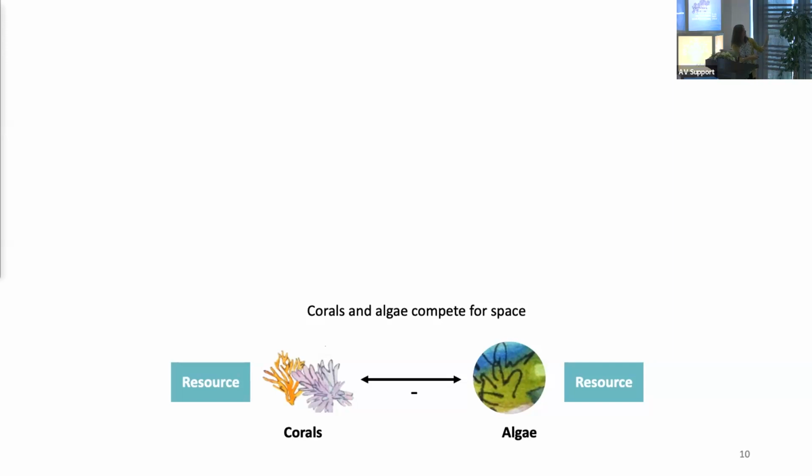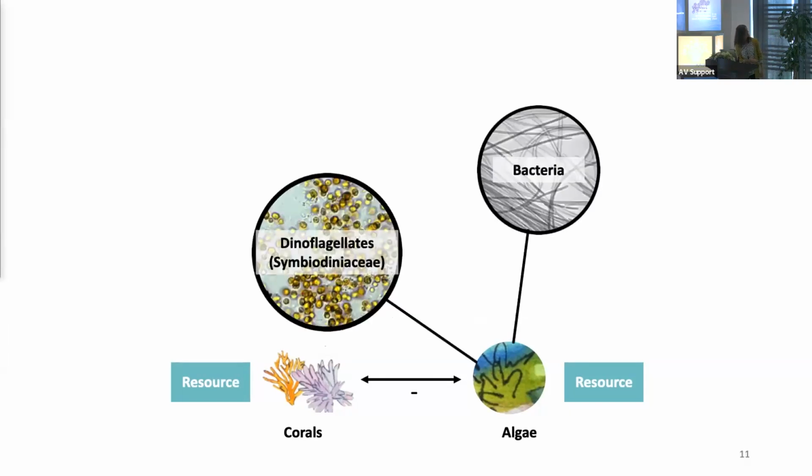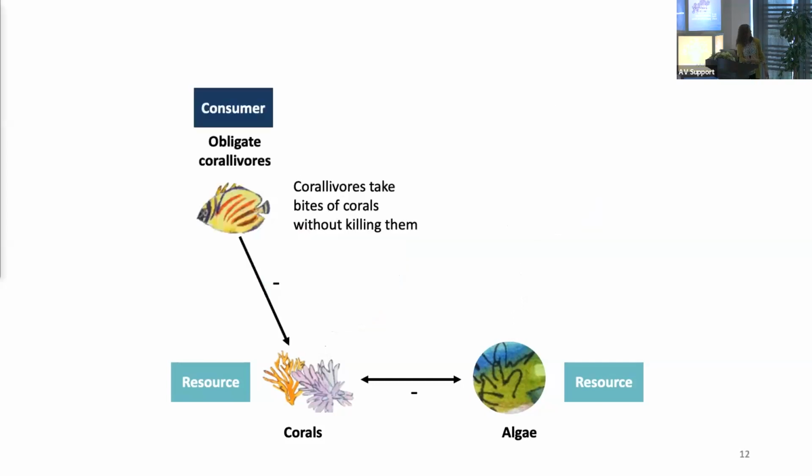So just very quickly, on a reef, this is a very simplified set of interactions, but corals and these bushy algae are fierce competitors for space on a reef bottom. And I just want to point out that in addition to corals having these dinoflagellates and bacteria on them, these algae also can have them. And some of the bacteria that are present on algal surfaces can be pathogens for corals. So they each have microorganisms associated with them.